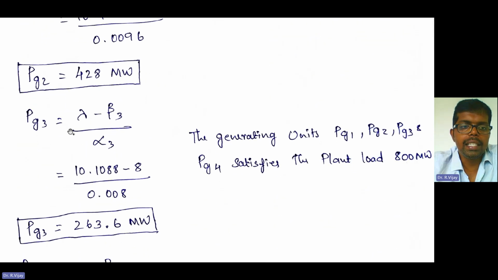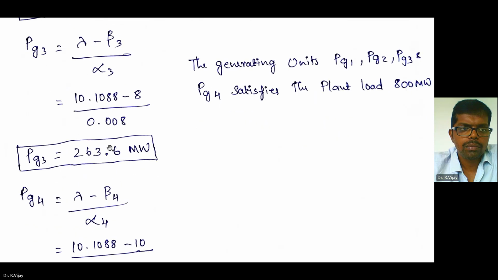Similarly, PG3. PG3 is equal to lambda minus beta 3 divided by alpha 3. So lambda, we already found out, is 10.1088, minus beta 3, from the problem, 8, divided by alpha 3, 0.008. So for PG3 we are getting the answer as 263.6 megawatt.